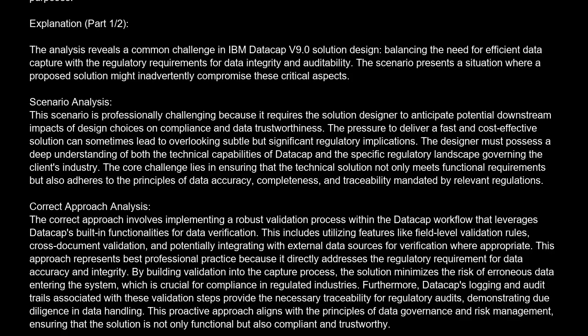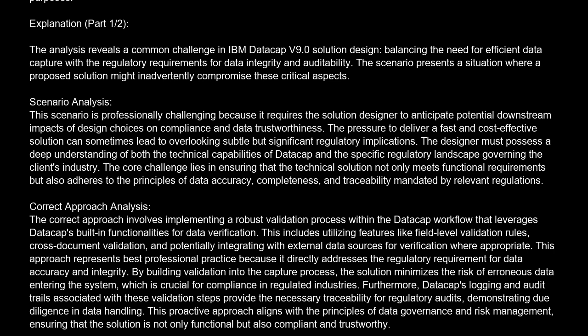The correct answer is A. Implement comprehensive field-level validation rules within the Datacap workflow, including cross-document checks where applicable, to ensure data accuracy at the point of capture, and ensure these validation steps are logged for audit purposes.